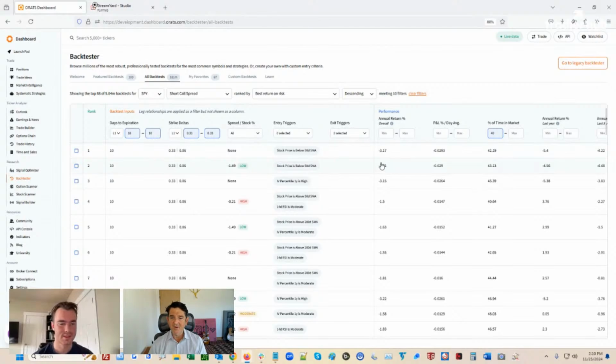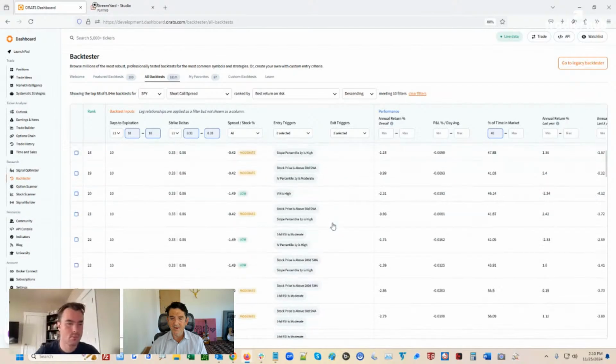So let's look. There are still some that lose some money where the stock price is below the SMA. Well, that's not where we are right now. Or the IV percentile is high, so that's good. The ones that are doing poorly aren't really in the same entry or market environment that we're looking at.